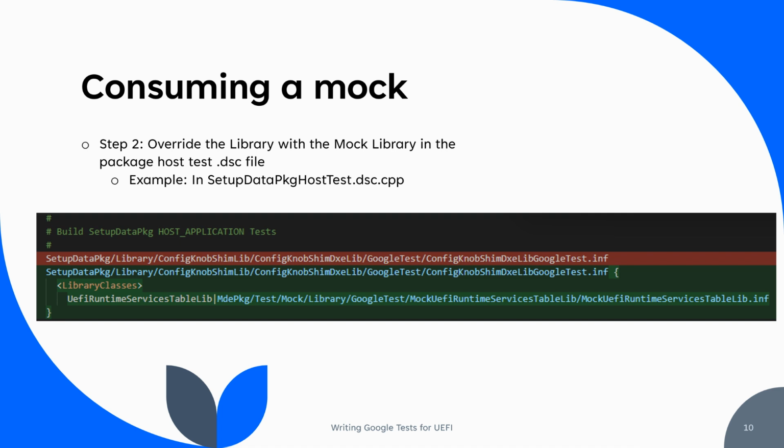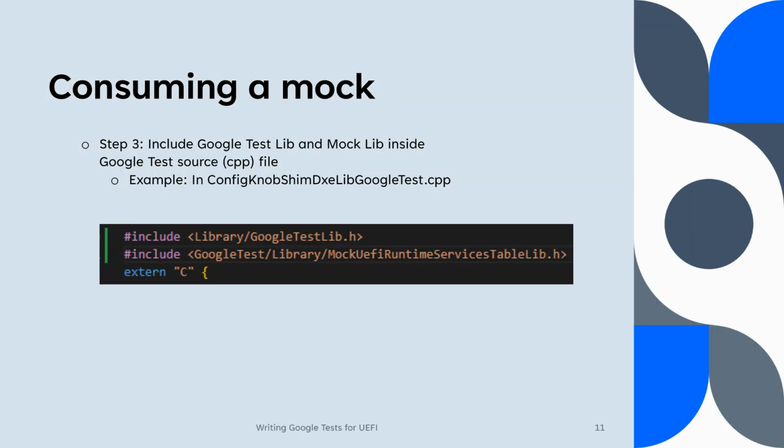Next, in whatever package we are consuming the mock, in this case our Google test is in the SetupDataPkg host test, we'll go to the package's host test DSC and override the library class with our mock's INF. Now inside our Google test source C++ file, we can include any existing Google mock header files with GoogleTest/library/our mock library.